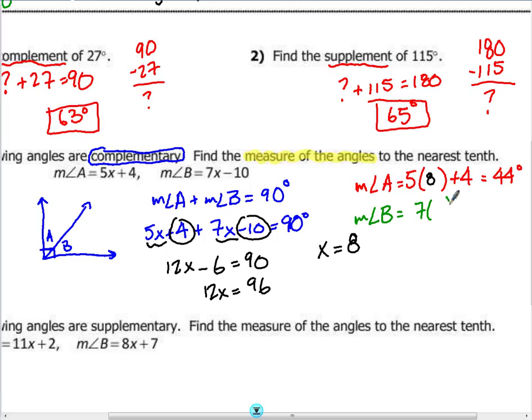Seven times 8 is 56. 56 minus 10 is 46. So my answer here for angle B would be 46 degrees. Now what's one way I can check to make sure I did this right?